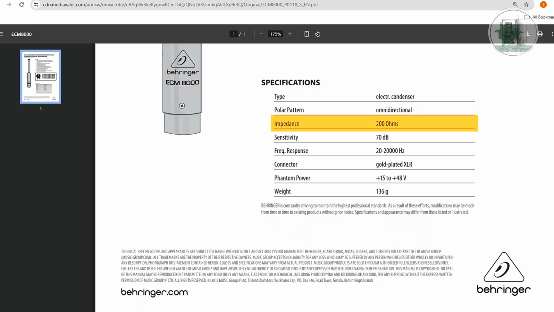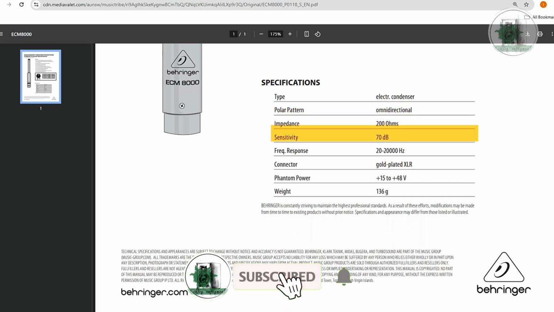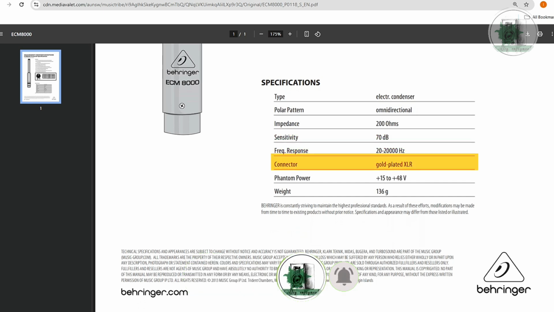So far, we've talked about polar pattern, impedance, sensitivity, frequency response, and XLR connection. In the next part, we'll compare some popular measurement microphones.